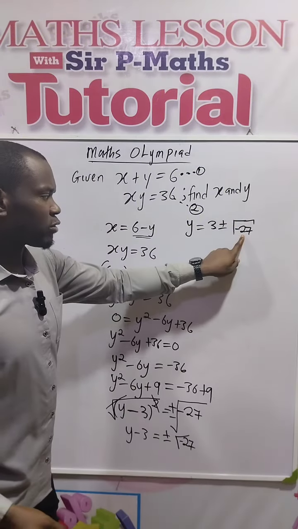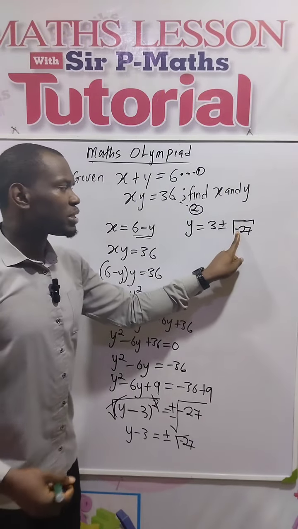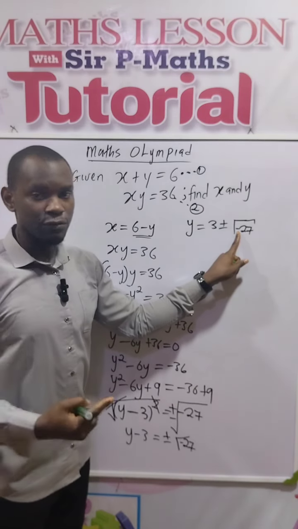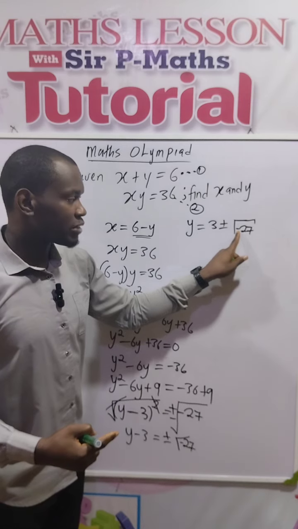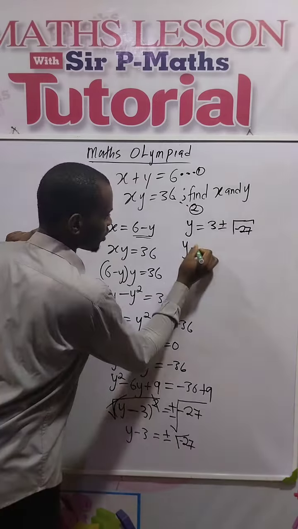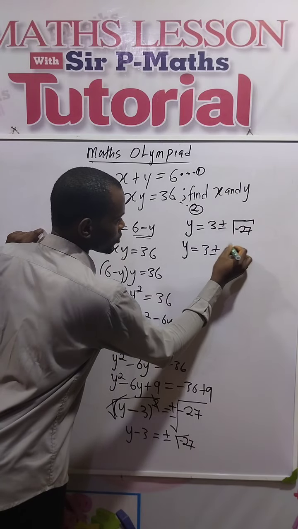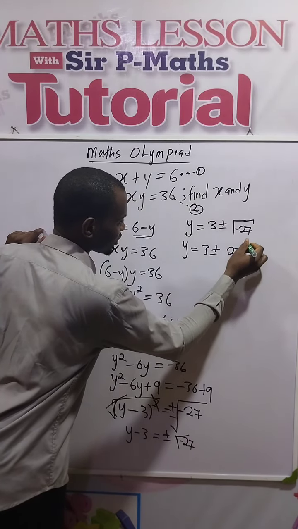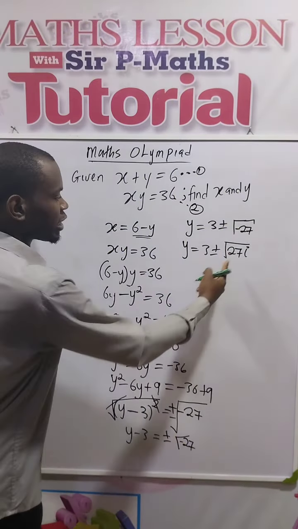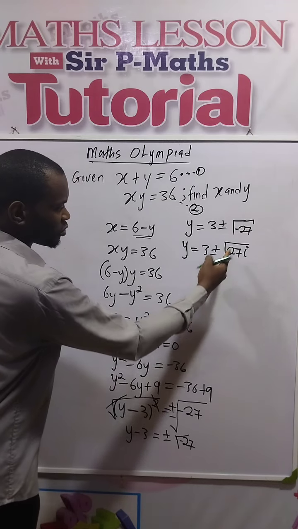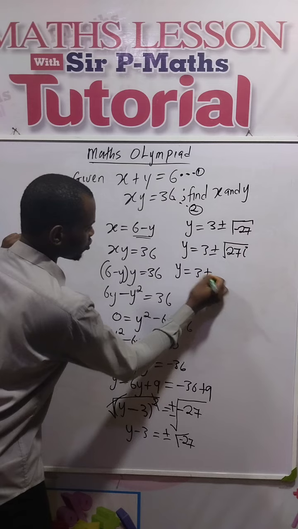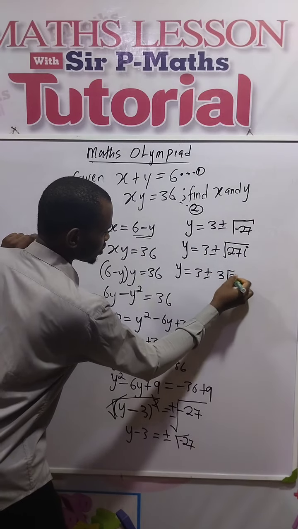Now, let's simplify this minus 27. We are going to eliminate the negative sign because square roots don't have negative numbers. To eliminate the negative sign, introduce the complex number, which is i. So we can write it as y equals 3 plus or minus the square root of 27 i. That takes care of the negative sign. Now, can we simplify the square root of 27 using surds? It will be 3 plus or minus 3 root 3 i.